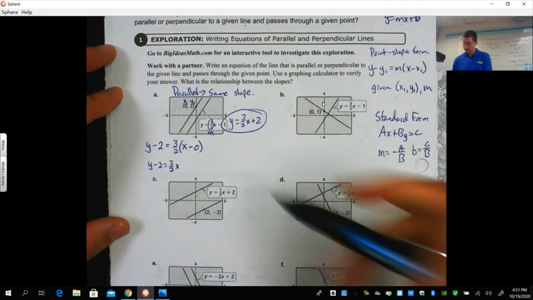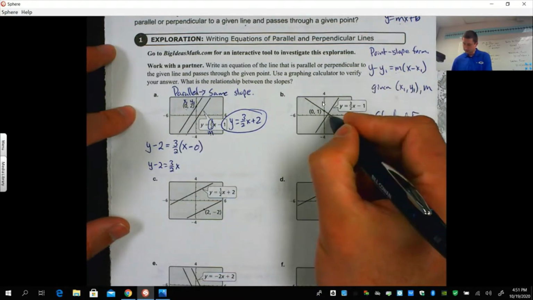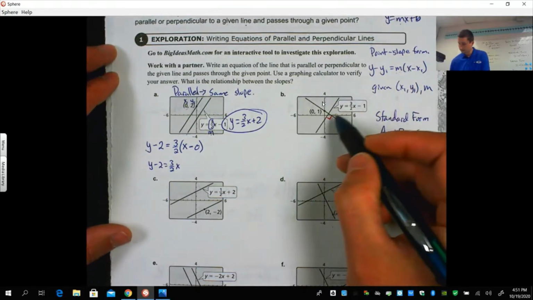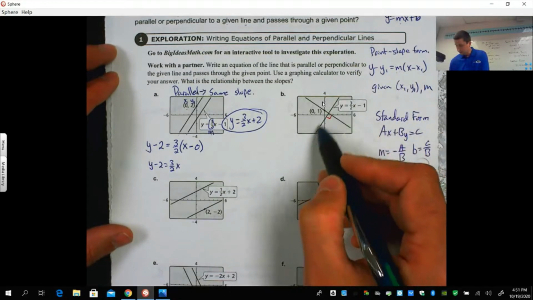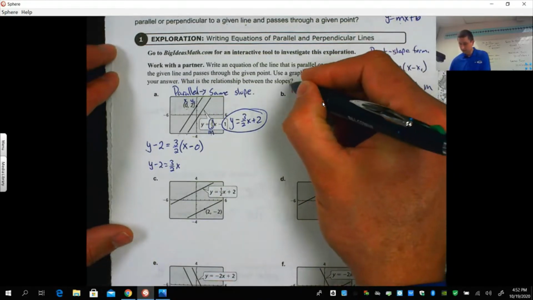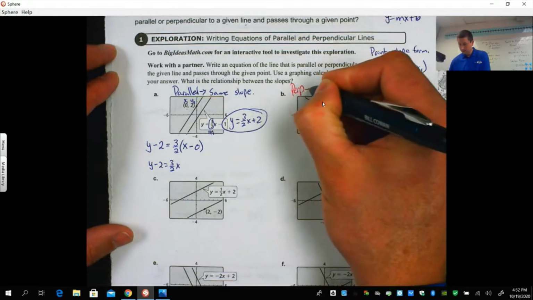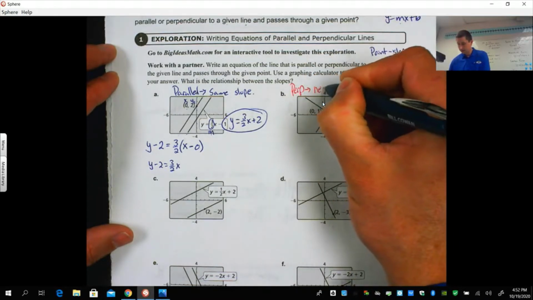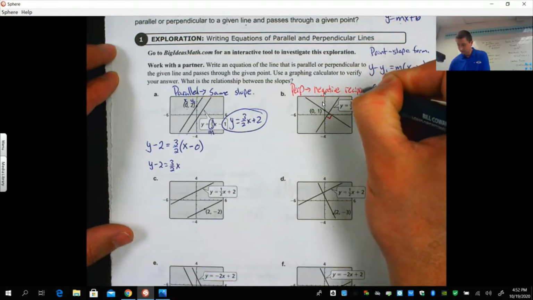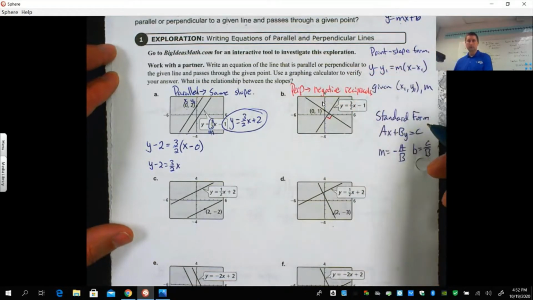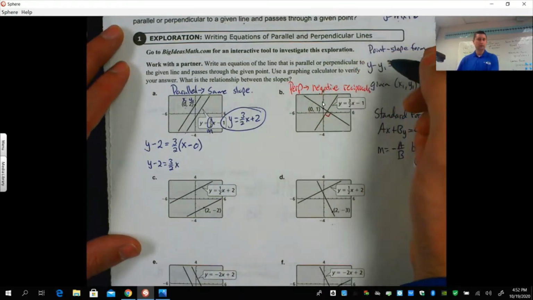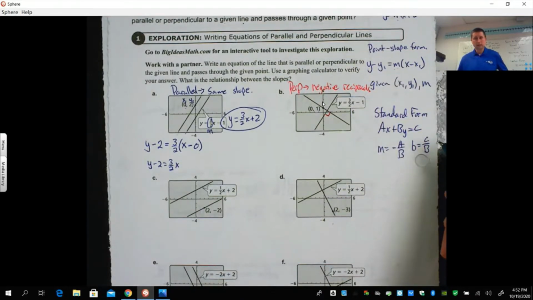Okay, so we go on here. They want these to be perpendicular. We want a perpendicular segment right there, perpendicular angle. So this is still 3/2. Now the rule for perpendicular slopes is they have to be what they call negative reciprocals. Negative reciprocals. So negative means opposite. I usually say opposite, but the textbook uses the word negative reciprocals.